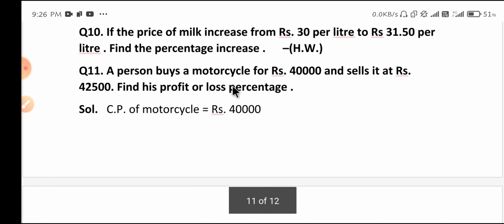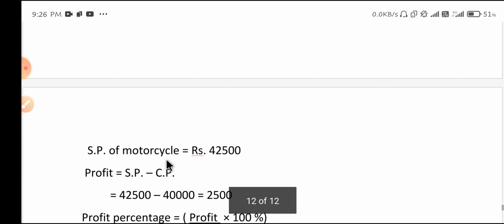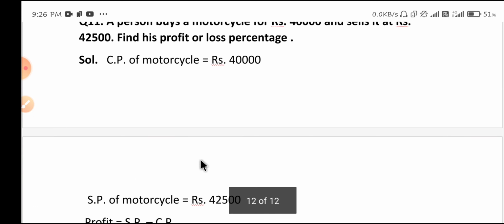A person buys a motorcycle for rupees 40,000 and sells it at rupees 42,500. Find his profit or loss percentage. So buys means cost price. So what is the cost price? Cost price of motorcycle is rupees 40,000, and sells मतलब उसने बेची means selling price. Selling price is 42,500.